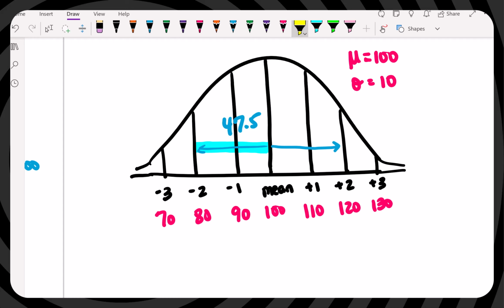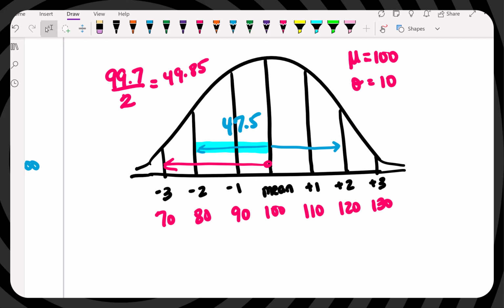Do the same thing for 3 standard deviations. So all the way across would be 99.7. Okay, if you were going to do only half right here, so from the mean to the third, you would take 99.7 and divide that by 2, which is 49.85.